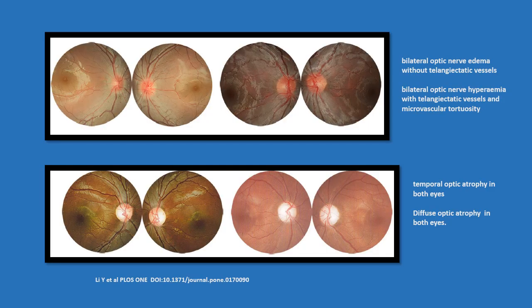Here, the upper figure on the left shows bilateral optic nerve edema without telangiectatic vessels, while the upper figure on the right shows bilateral optic nerve hyperemia with telangiectatic vessels and microvascular tortuosity. The lower figure on the left shows temporal optic atrophy in both eyes, while the lower figure on the right shows diffuse optic atrophy in both eyes in a case of LHON.